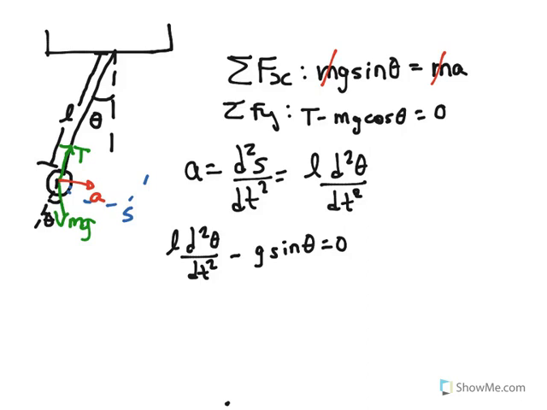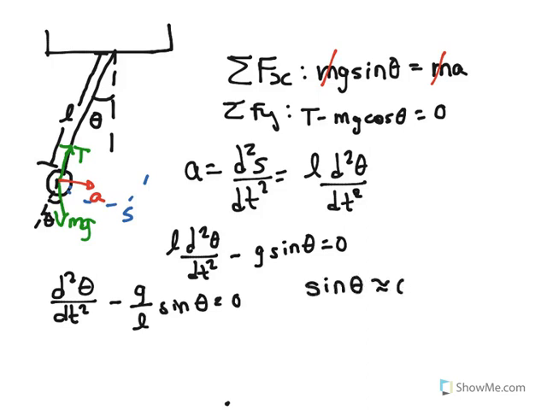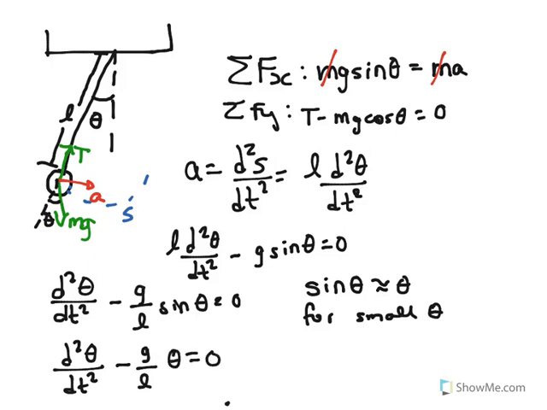Or we can rearrange this term as the second derivative of the angle minus g over L sine of theta equals 0. Very simple. We can actually state that the sine of the angle tends to the angle for small values of that angle, such that we can state a differential equation, which is the second derivative with respect to time plus g over L theta equals 0.